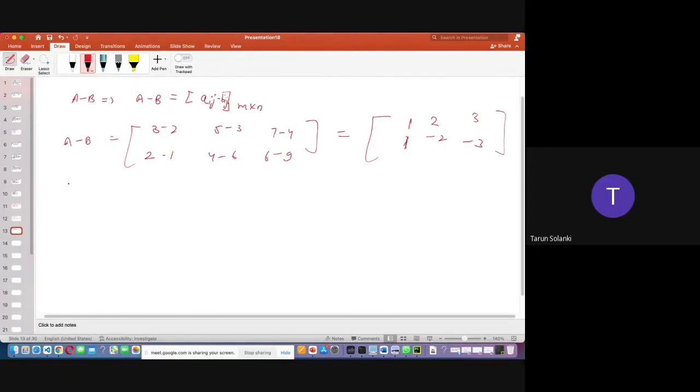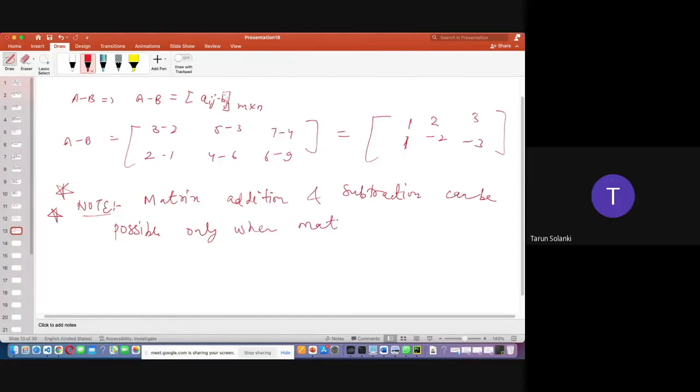Okay. Now there is one important note which you need to remember. Matrix addition and subtraction can be possible only when matrices are of same order. Okay, this thing you must remember.